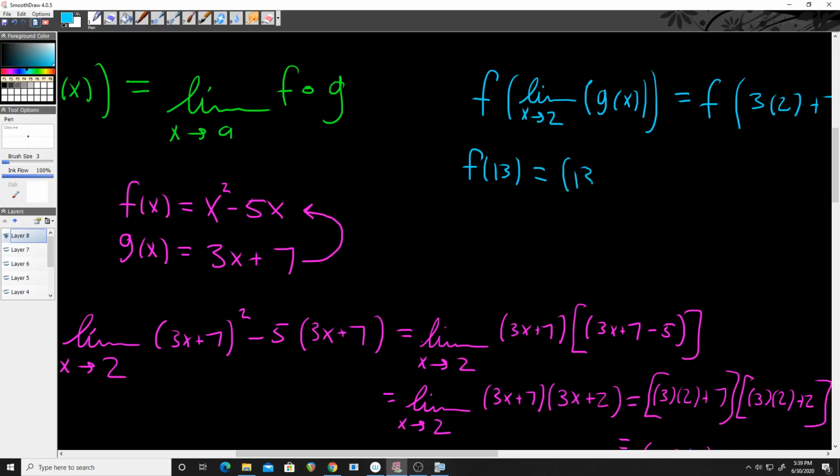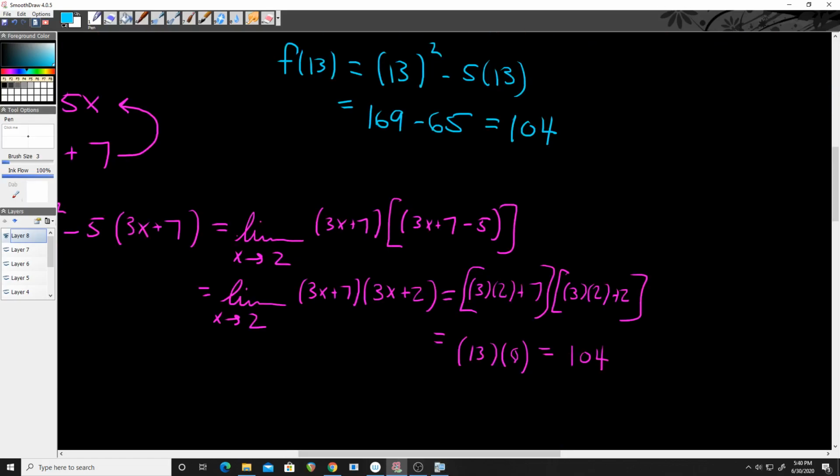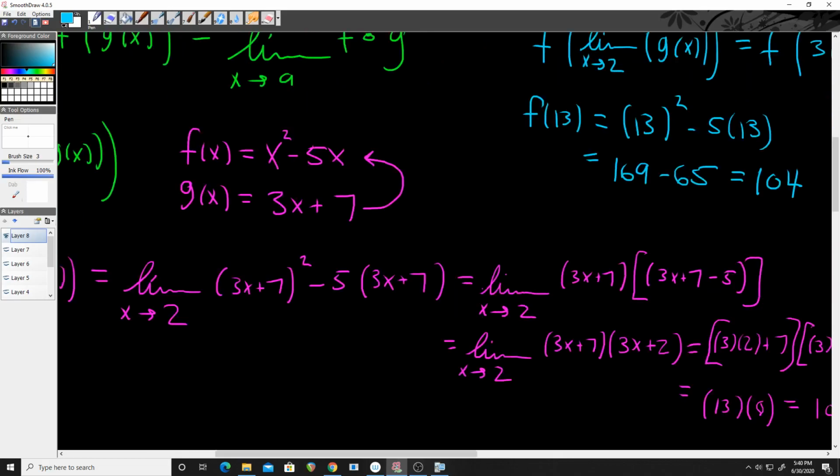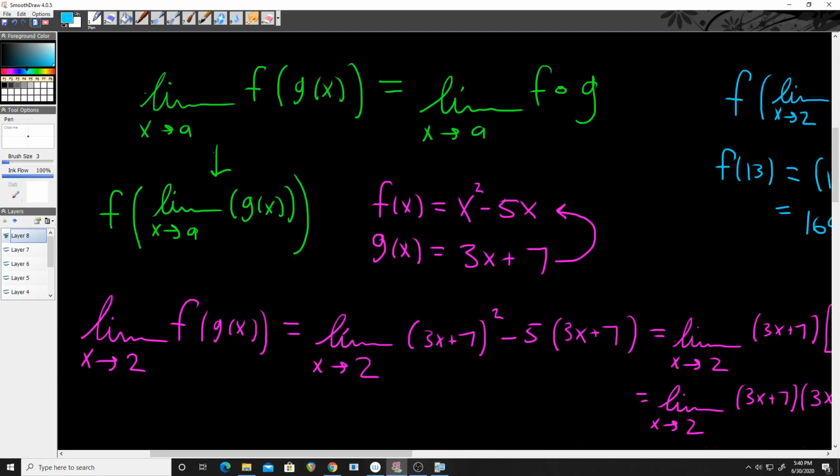That's going to be 13 squared minus 5 times 13. 13 squared, 13 times 13, that's 169, minus 5 times 13, that's going to be 65. And there we go. 169 minus 65 is 104. And see how much less computation that took. So that is illustrating this limit of a continuous function property.